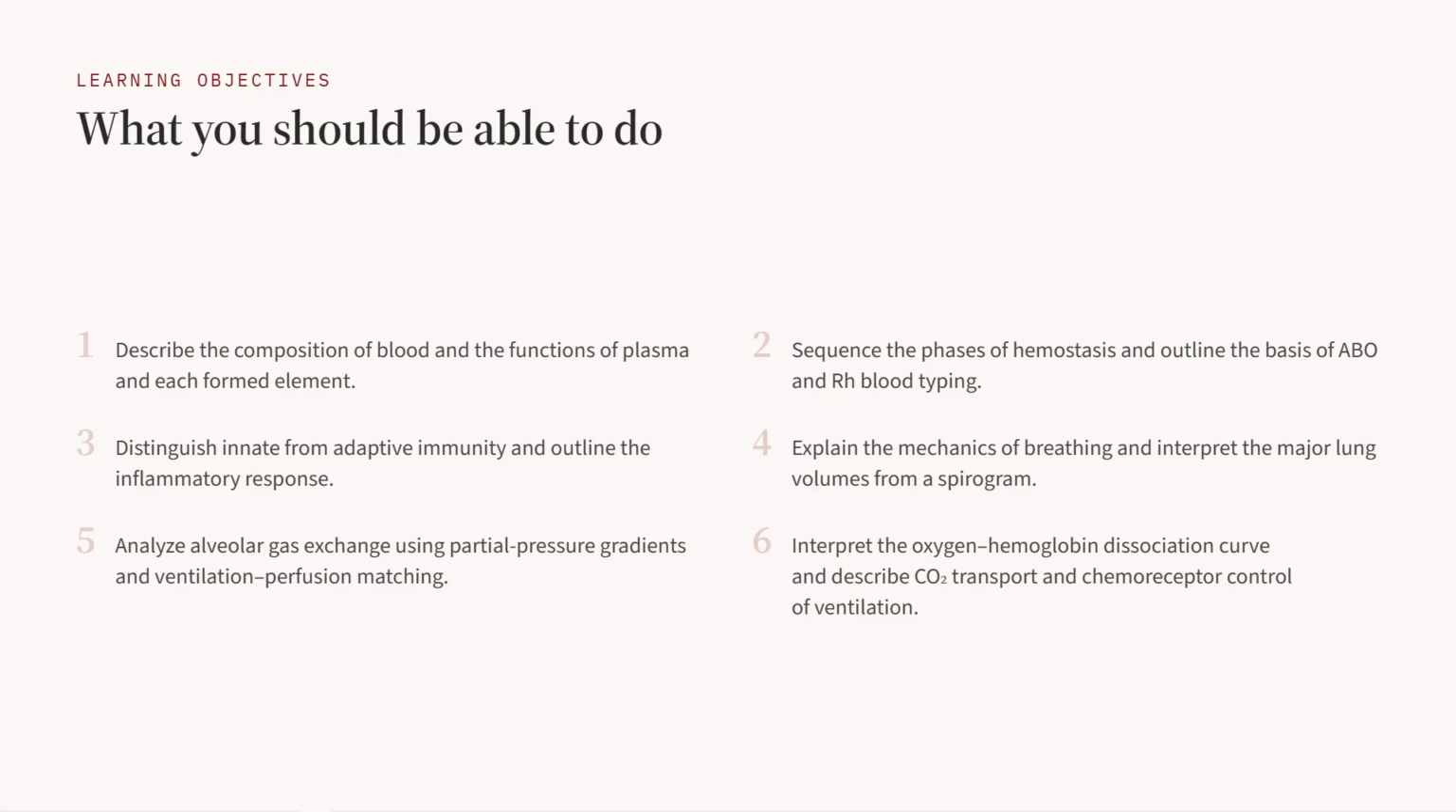Then we shift to breathing. Explain the mechanisms of a breath, and read a spirogram. Analyze how gases cross into the blood in the lungs, and finally interpret the oxygen-hemoglobin curve and describe how carbon dioxide is carried and how your brain controls each breath. Notice these 6 goals map neatly onto our 3 units: 2 on blood, 1 on immunity, 3 on respiration. Keep them in mind as checkpoints.